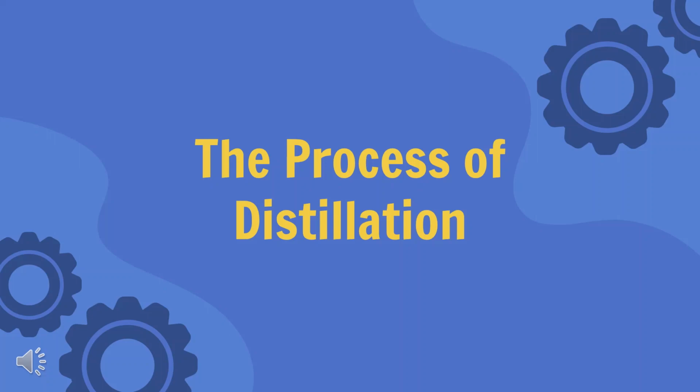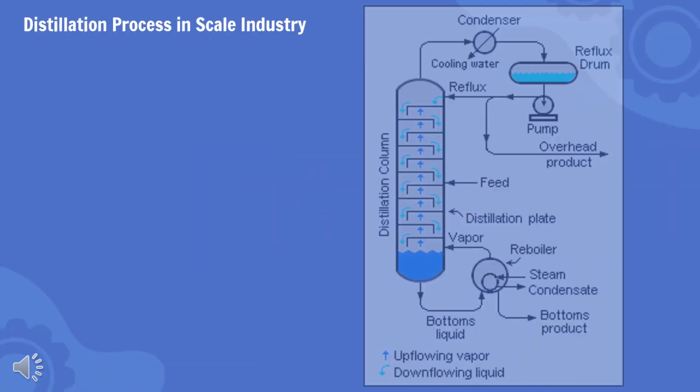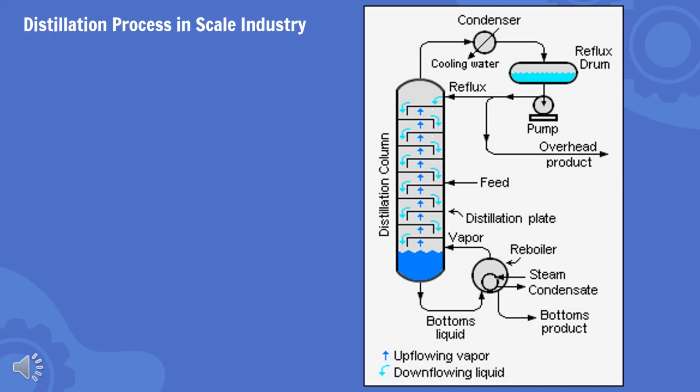How does the process of distillation work? As we can see in the right figure, there is a distillation column to provide the distillation process. The process first begins in the furnace to heat the liquid mixture before going into the distillation column. After the liquid mixture is heated and reaches the boiling point, it then flows into the distillation column.